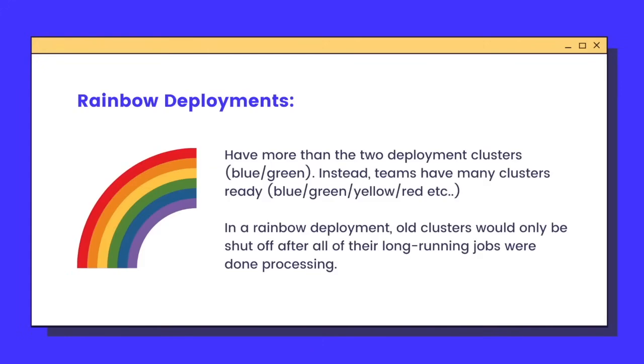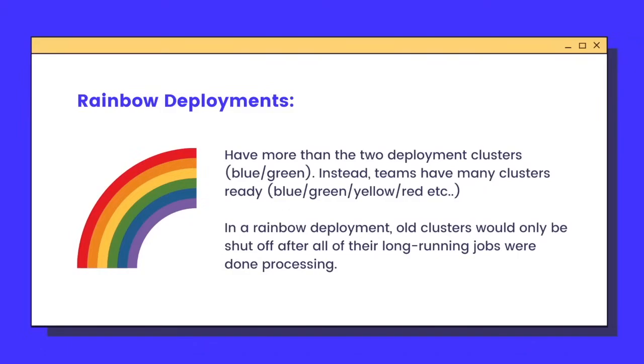Instead of only having 2 clusters, some teams keep an arbitrary number of clusters, so blue, green, red, yellow, and so on. This is useful when you're running very long-running tasks. If you're working on a distributed web scraper and your scraping tasks take days, for example, you might need your clusters to last until the last job is finished to ensure things continue working as expected.